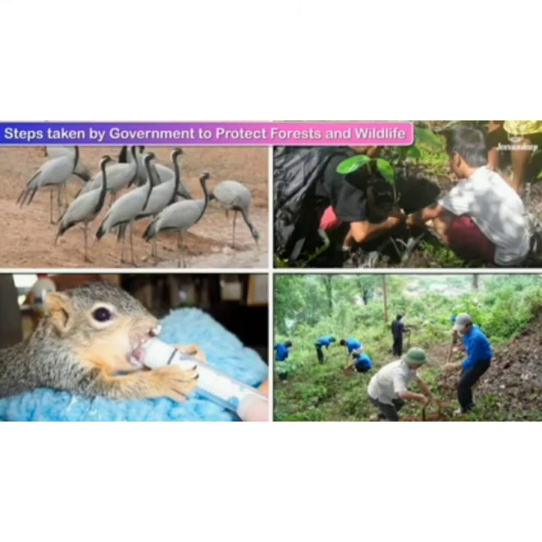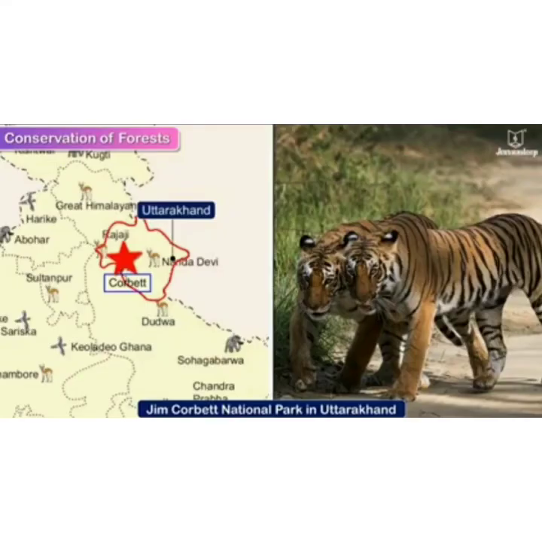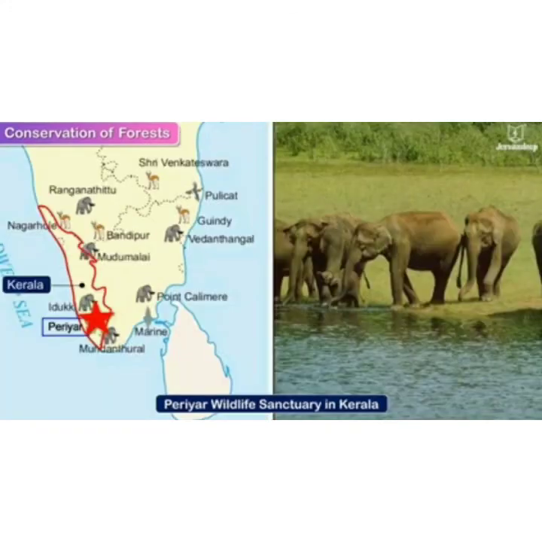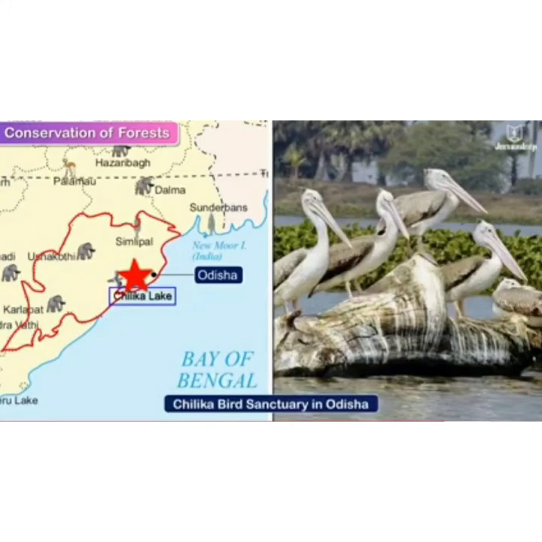Some well known national parks and sanctuaries are Corbett National Park in Uttarakhand, Sariska Tiger Reserve in Rajasthan, Periyar Wildlife Sanctuary in Kerala, Chilka Bird Sanctuary in Odisha.